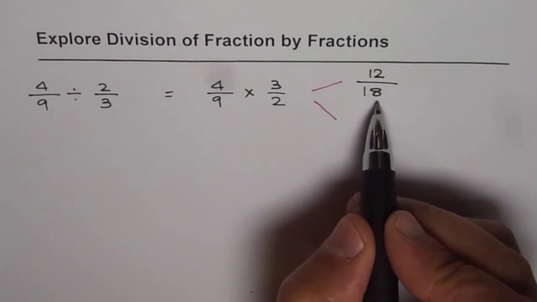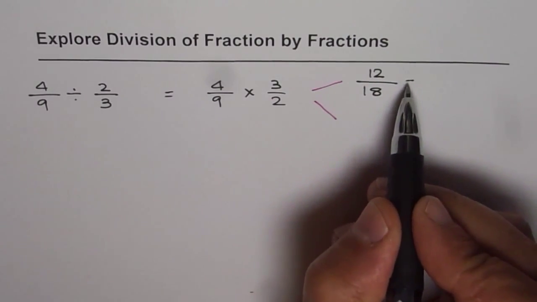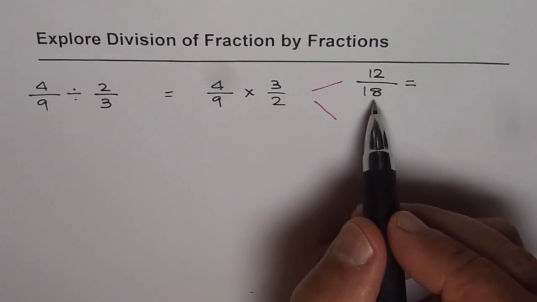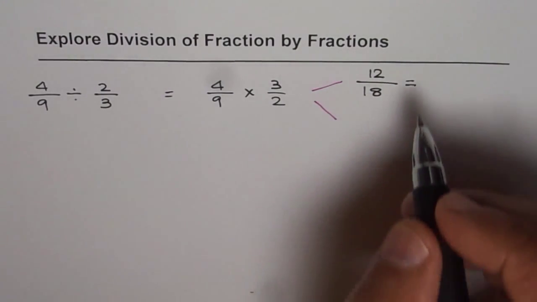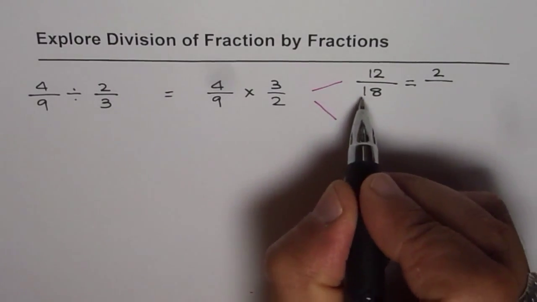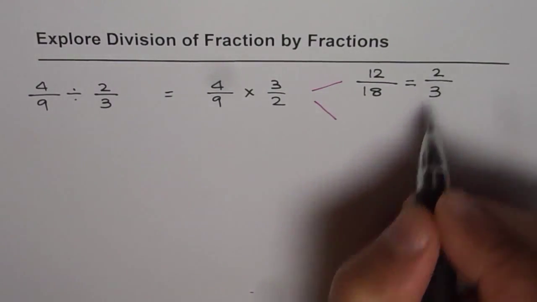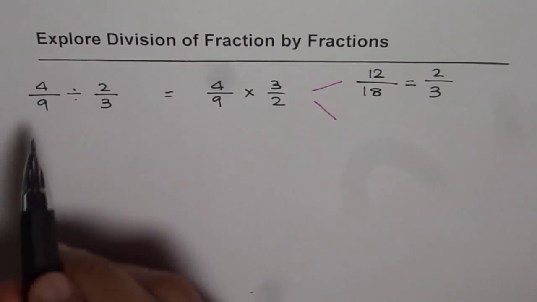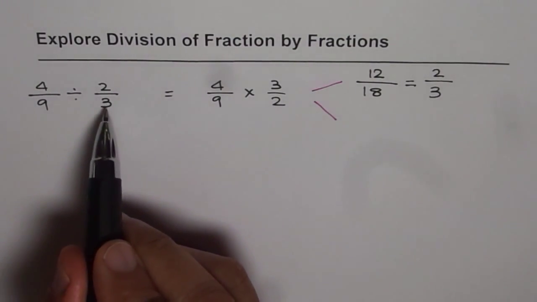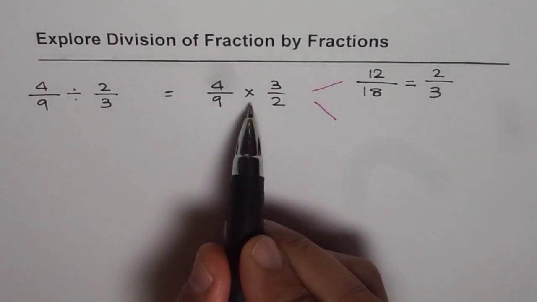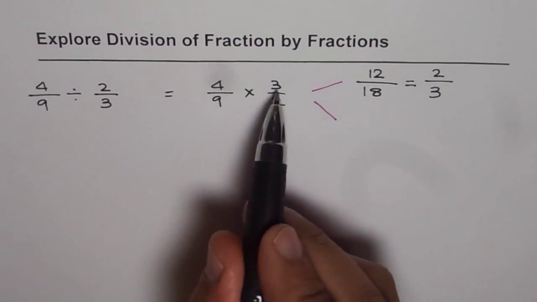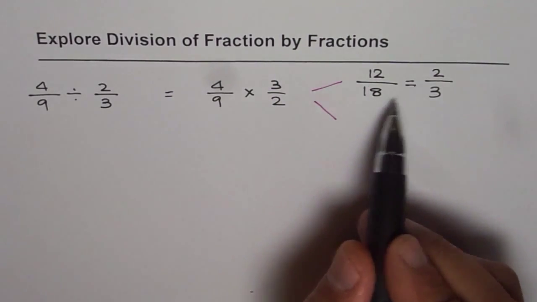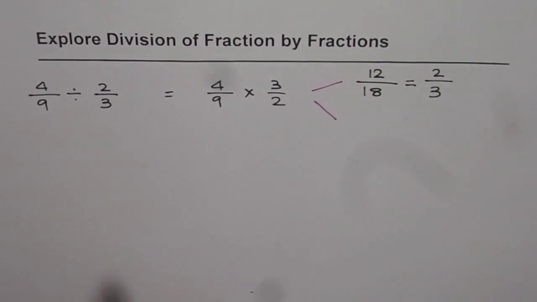12 over 18 is a fraction which can be simplified. So we can divide by the common factor. In this case we can divide by 6. 12 divided by 6 is 2 and 18 divided by 6 is 3. So we get 2 over 3 as the equivalent fraction. So finally 4 over 9 divided by 2 over 3 is equal to 4 over 9 times 3 over 2, which when we multiply numerators and denominators we get 12 over 18, which is the same as 2 over 3. So that is our answer.